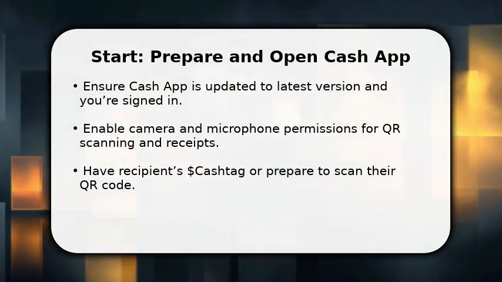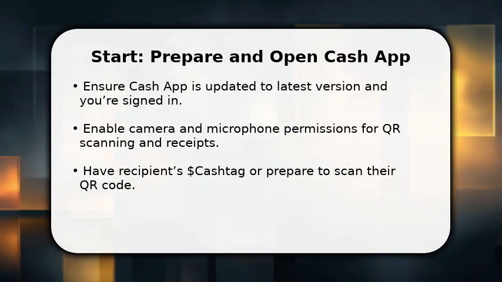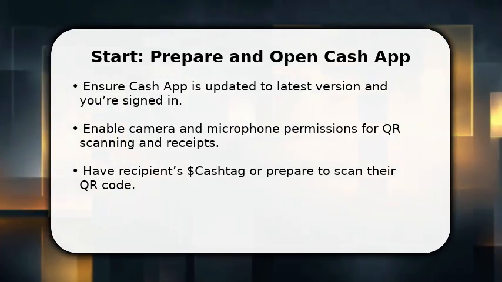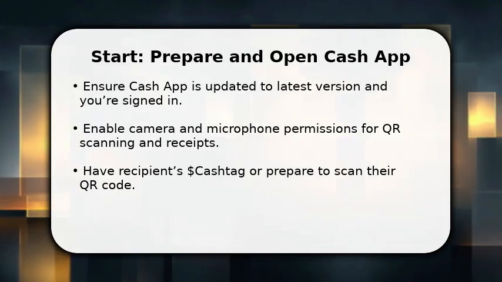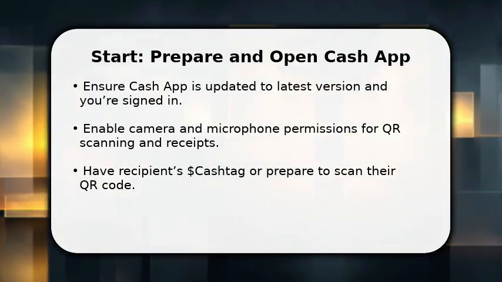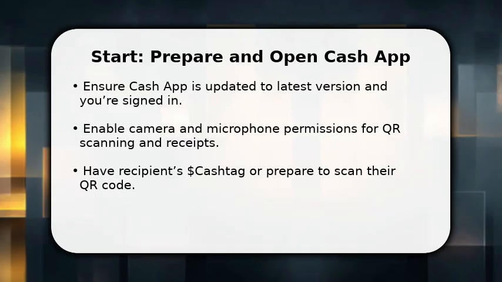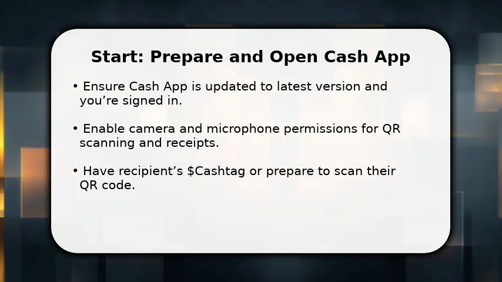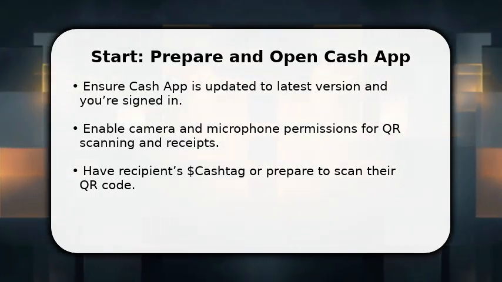Next, locate the small QR icon or Profile tab. That's where scanning and generating options live. You're not setting preferences yet, you're initiating the transaction flow. If you plan to receive money, prep your $cash tag so the code links to the correct account.